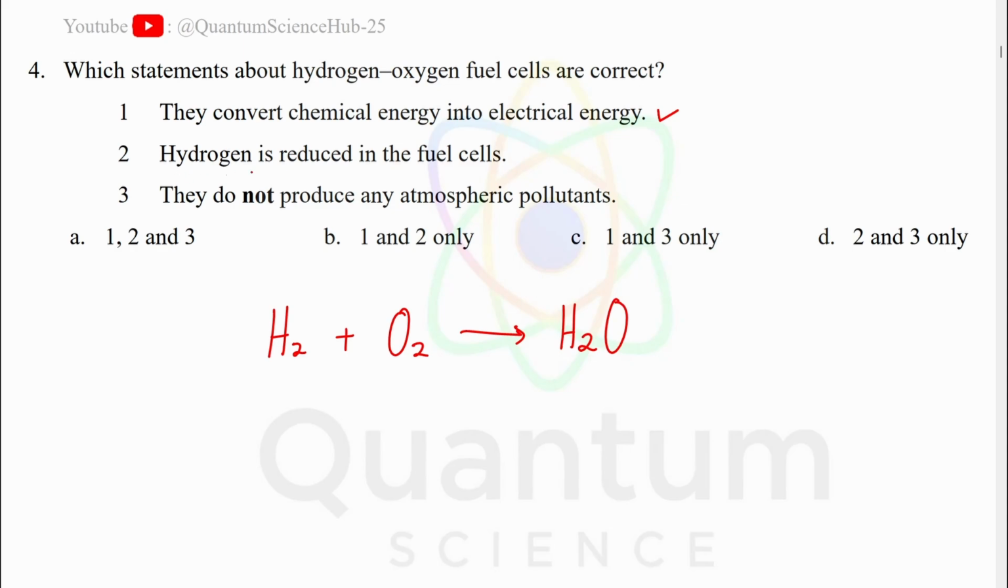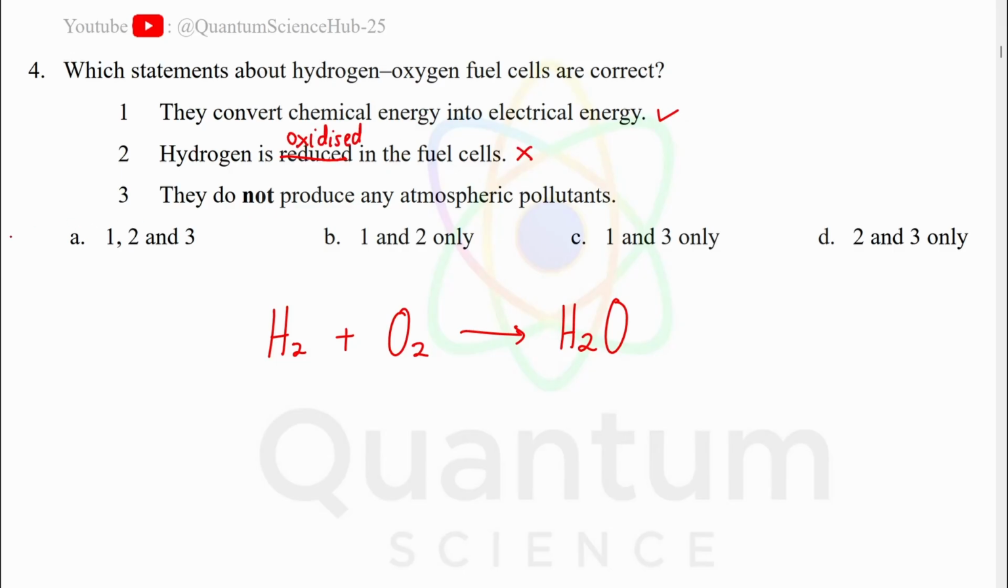Statement 2. Hydrogen is reduced in the fuel cell. Okay, because hydrogen gains oxygen. Gaining oxygen, that is what we call oxidation. So hydrogen is oxidized in the fuel cell, right? So this is oxidized, not reduced. So this statement is wrong.